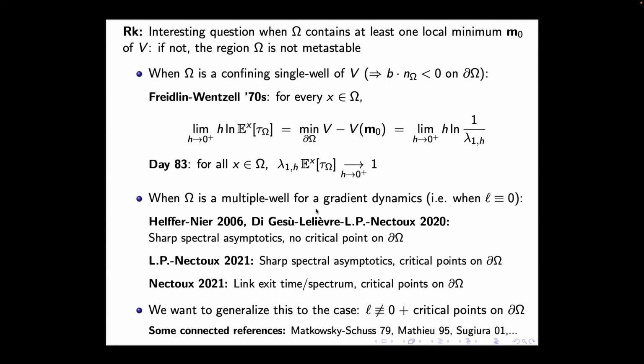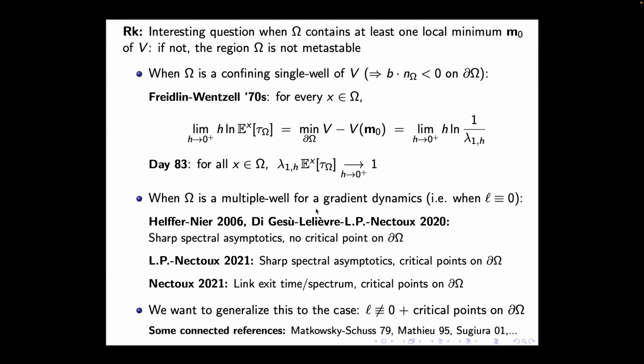In this work about the multiple well case for quantum dynamics, there are a lot of works, of which I put a few, where sharp spectral asymptotics are given, mainly when there are no critical points on ∂Ω, but also sharp asymptotics when there are some critical points on ∂Ω. And in a recent work, Voisnek 2 proved the link between exit time and spectrum when there are some critical points on ∂Ω.